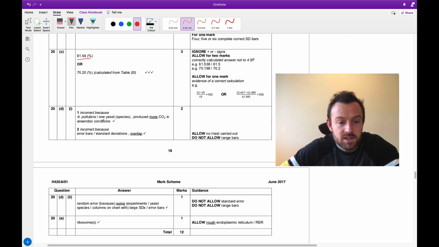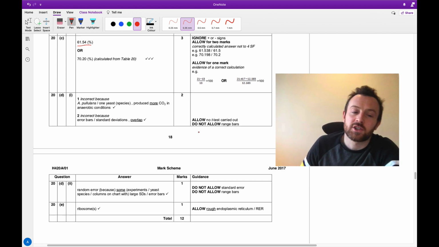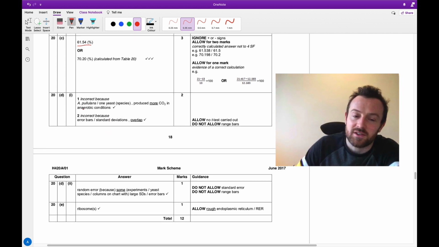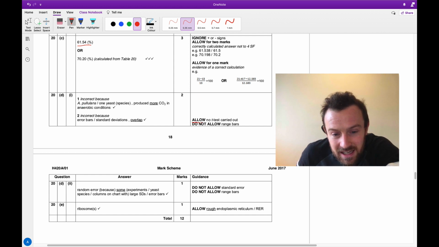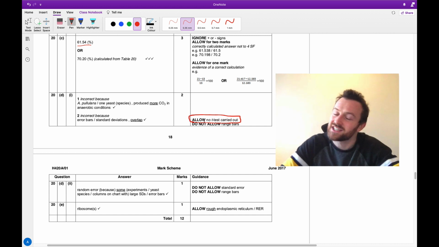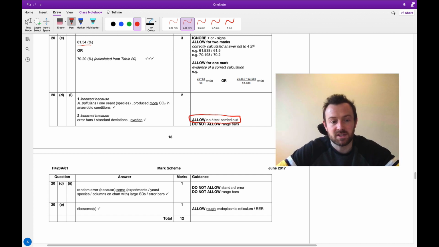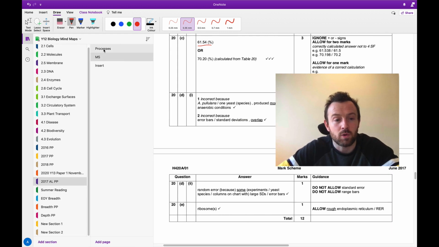So incorrect because, yeah, producing more CO2. I think I would have got this mark, I should have noted, I hadn't plotted the error bars, so I missed that obvious thing. But here it says allow no t-test carried out. Maybe I wouldn't have got that mark, so I just said a statistical test, but significance is to do with statistical tests, or of course the error bars.